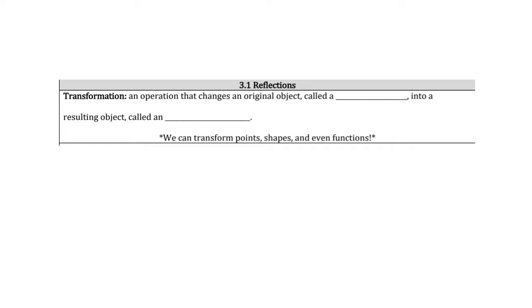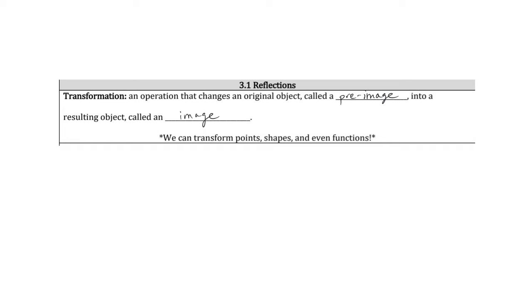A transformation is an operation that changes the original object, called a preimage. So you'll hear me say preimage as the original shape or point on a graph or something like that, and then it turns into a resulting object called our image. So the preimage turns into our image.